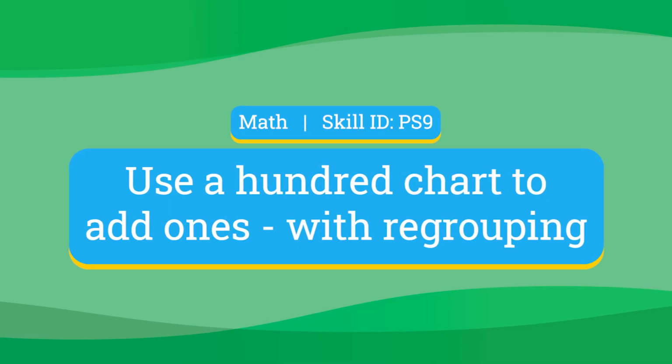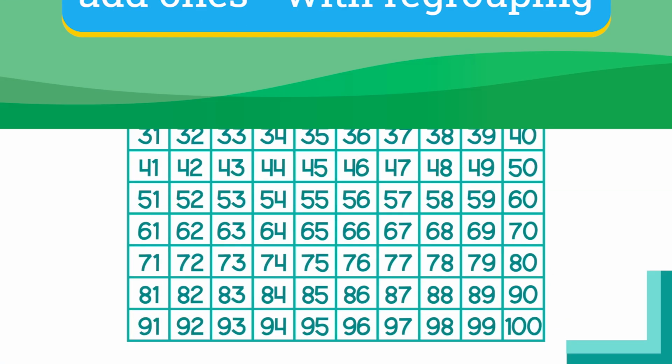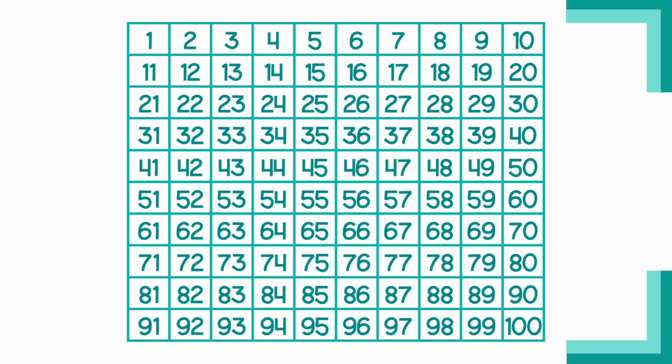Check out this 100 chart. It shows all the numbers from 1 to 100. We can use this 100 chart to help us add. Remember, we can add 1 by moving one space to the right. And if we get to the end of a row, we add 1 by moving down to the beginning of the next row. Let's go!